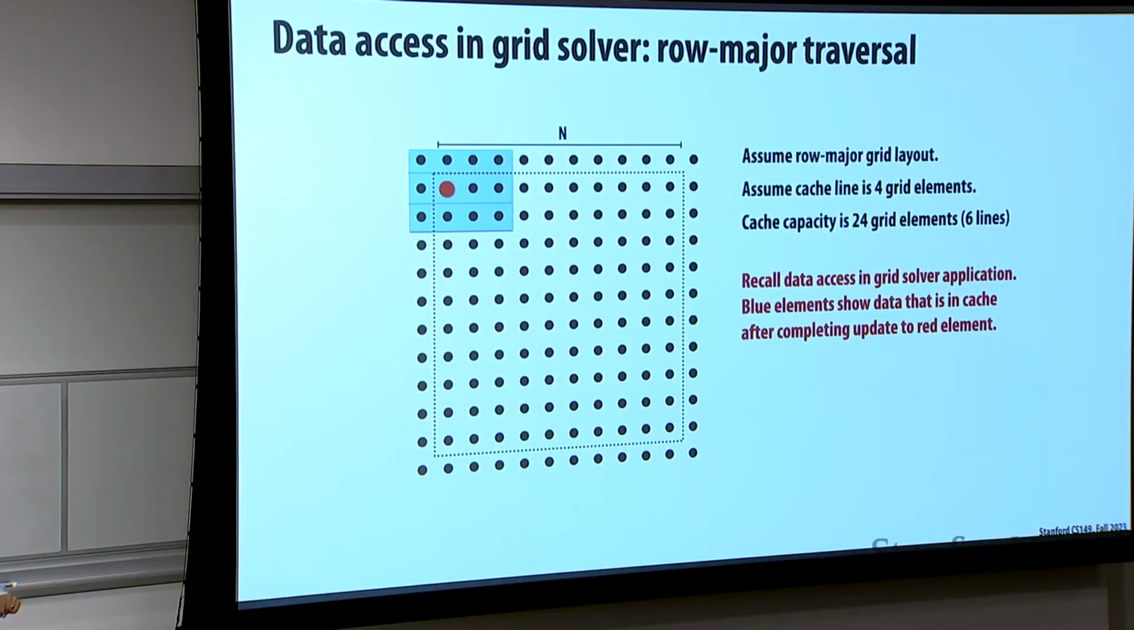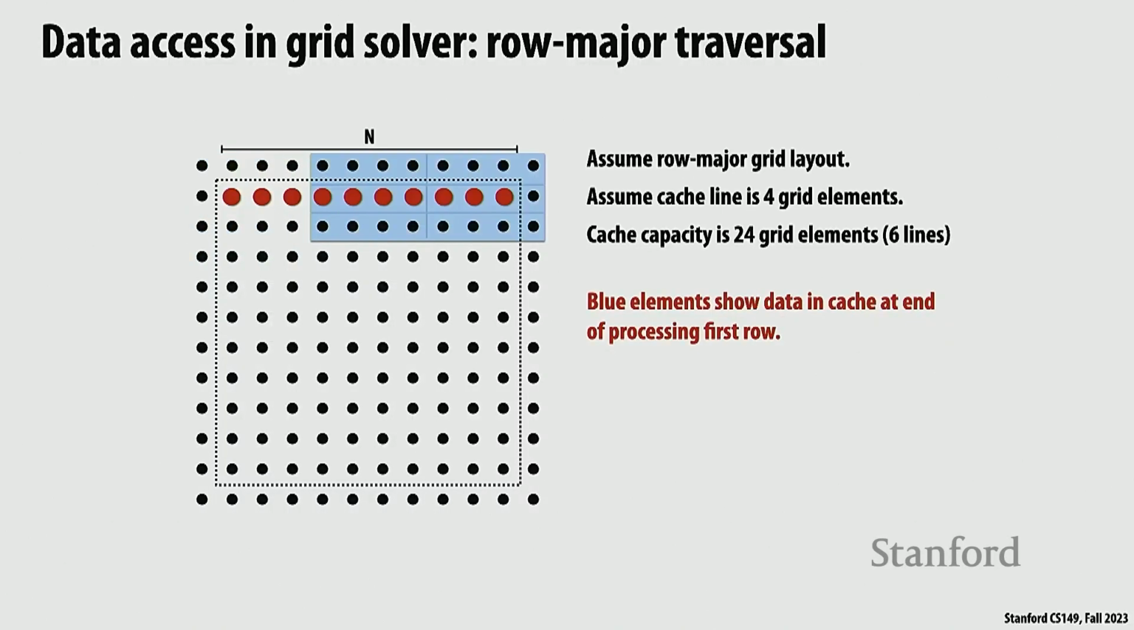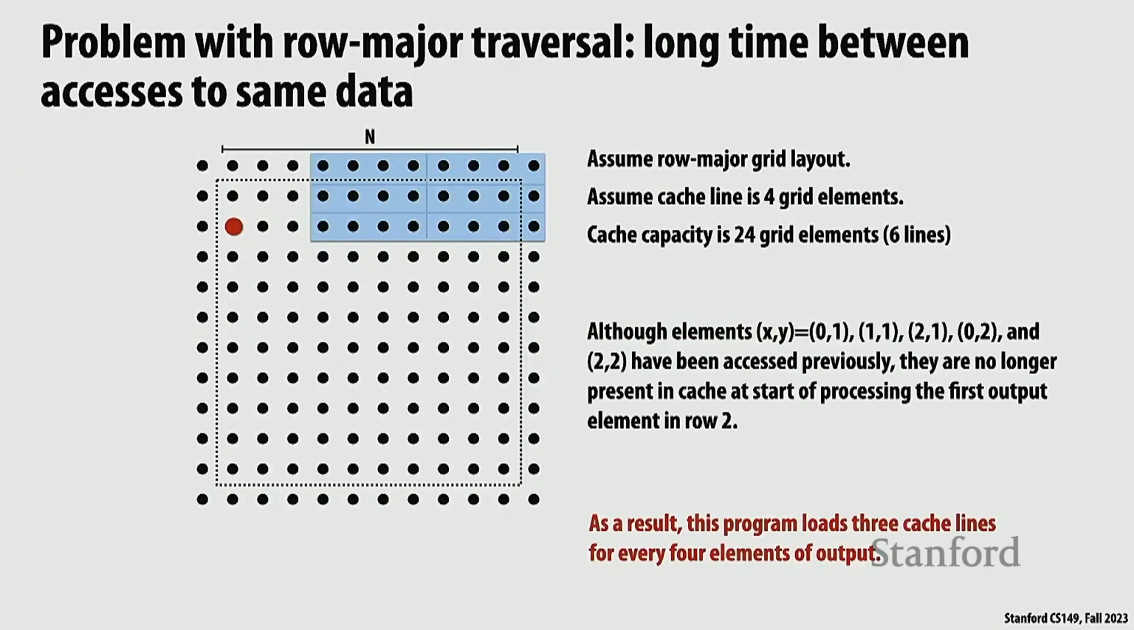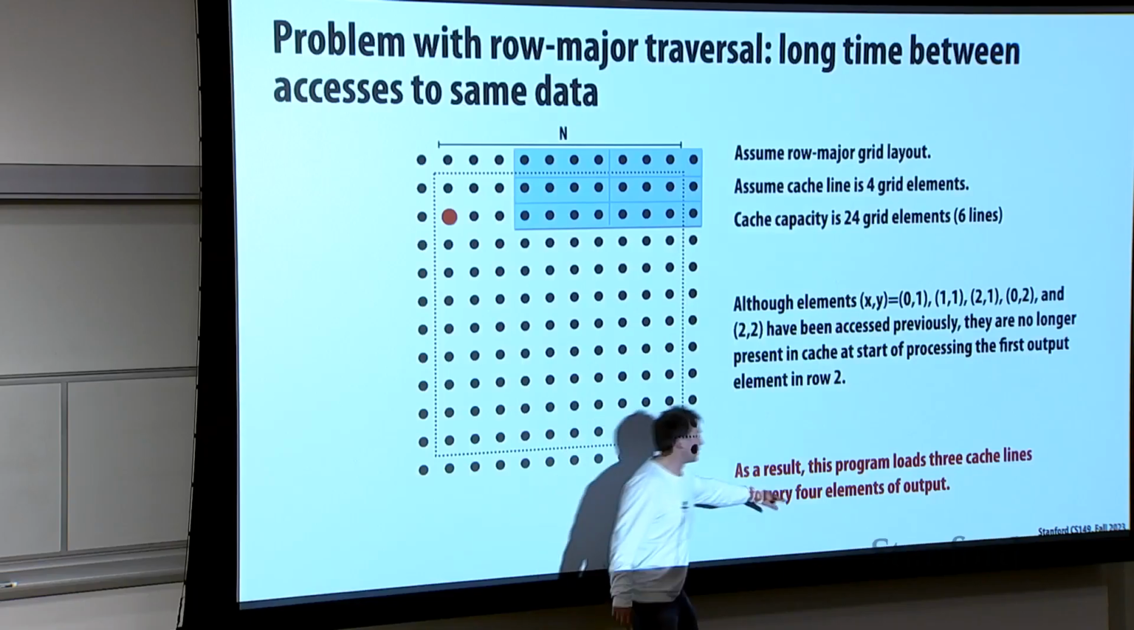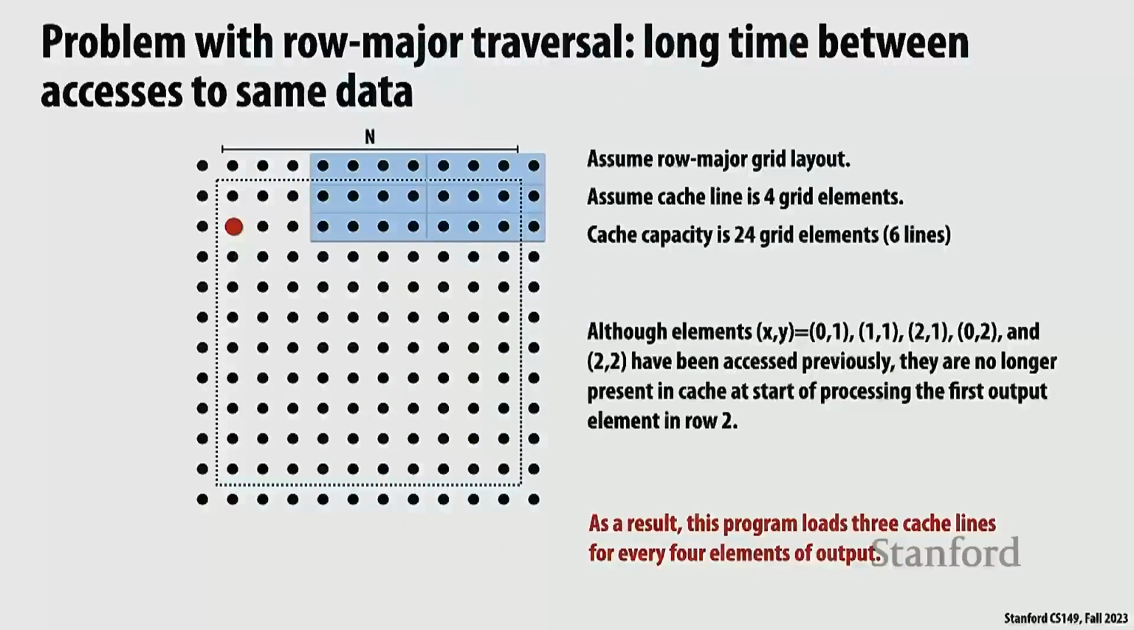Once I get into steady state, notice here, the first element, 3 cache lines. The second element, no new cache lines. The third element actually is going to load 3 more cache lines. But in steady state across the thing, I'm going to do 4 red dots for every 3 cache lines that I load. Okay? So that's my arithmetic intensity: 4 elements of output per 3 cache lines.